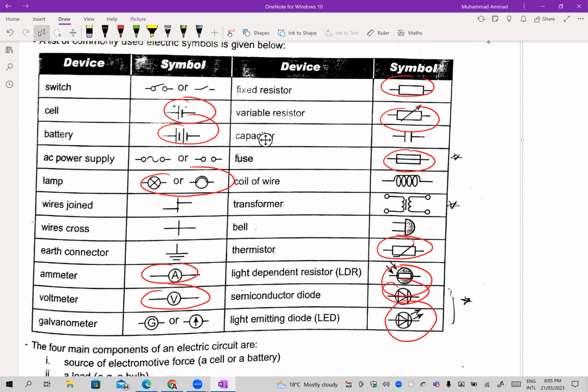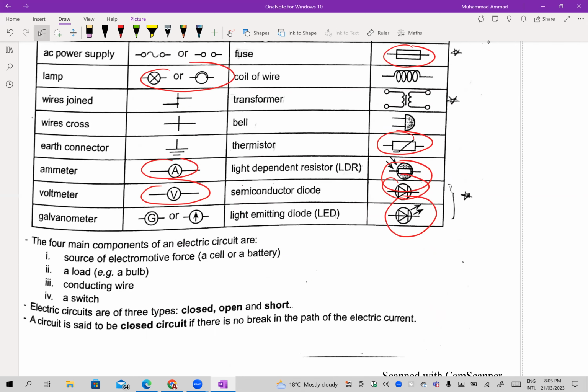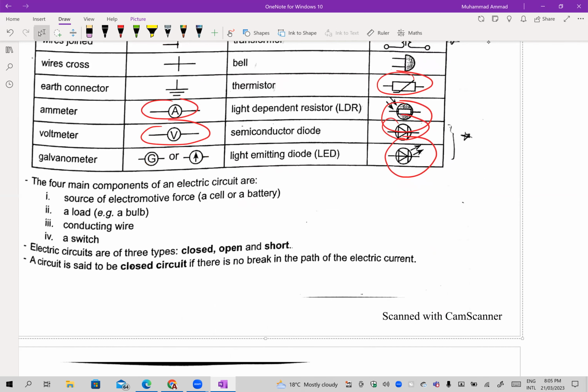So there are four main components of an electric circuit. The first one is a source, or battery, or a cell. The second one is a bulb, which could be a load. There's a conducting wire, and then there's a switch. The source could be multiple cells, which is how a battery is represented, and this is a single cell, okay? The bigger one is the positive side and the smaller one is negative. And then there's a wire connected to the positive side, and a wire connected to the negative side.